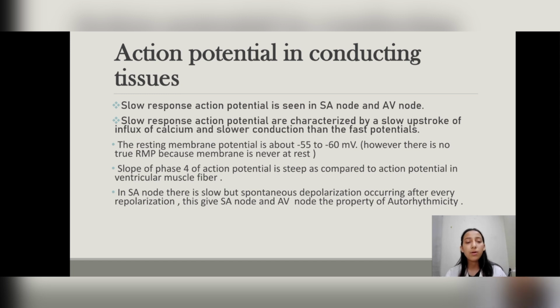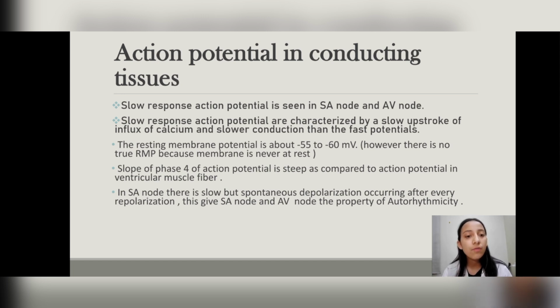That's why the depolarization is slow, and it is called the slow response action potential. Now, the slow response action potentials are characterized by a slow upstroke of influx of calcium and slower conduction than the fast potential, as we discussed above. Now, the resting membrane potential is about minus 55 to minus 60 millivolt. However, there is no true resting membrane potential because the membrane never rests. Now, we will see this point in upcoming points.